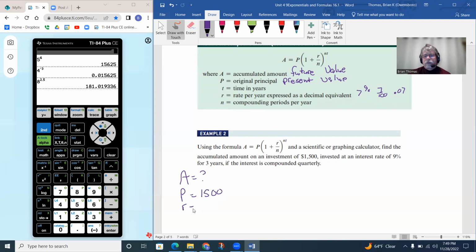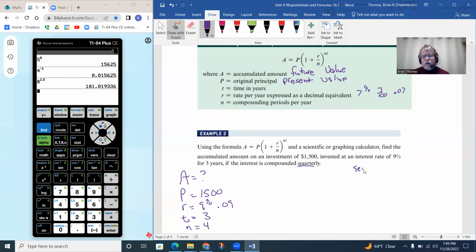Our interest rate was the 9%, but that's got to be turned into a decimal, so it's going to be 0.09. Our time is in years, so that's going to be 3 years. And then our N is the number of times compounded in a year, and that's where the word quarterly comes in. So quarterly means 4 times in each year.